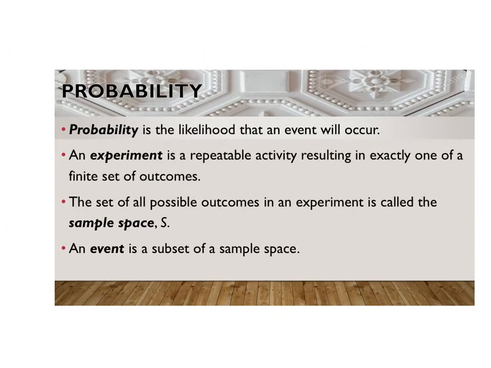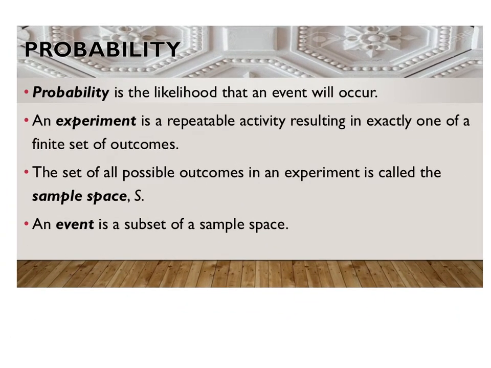Okay, so probability is the likelihood that an event will occur. An experiment is a repeatable activity: drawing a marble from a hat, rolling a die, flipping a coin. Those are all repeatable events. And they result in exactly one of a finite set of outcomes. I rolled it and I got a 5. I rolled the dice and I got a 3. I'm not going to roll the dice and get a 20. There's a finite set of possible outcomes: 1, 2, 3, 4, 5, and 6. Done. Okay, so that's what that's saying.